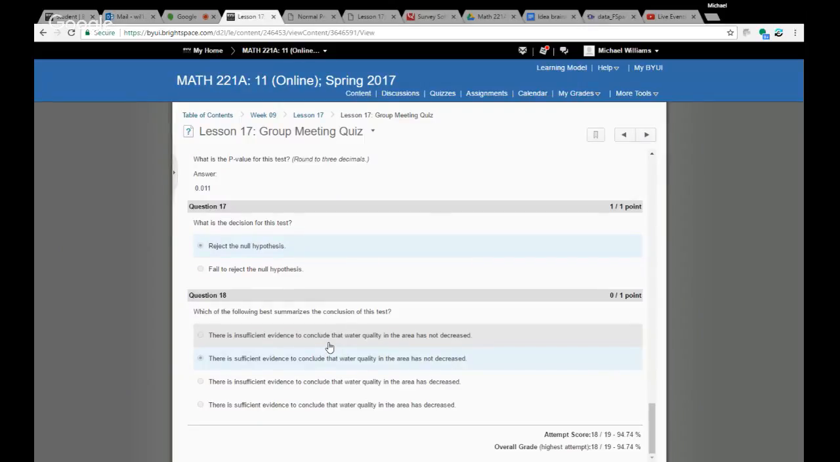Okay, so the null is actually that it hasn't decreased. They're saying that it's equal to. The alternative was that it decreased. Yes, the alternative is that it decreased. So it's the fourth one. So there's sufficient evidence that the water quality has decreased, because you can disprove a null, you can't prove it. So it's the fourth one down.